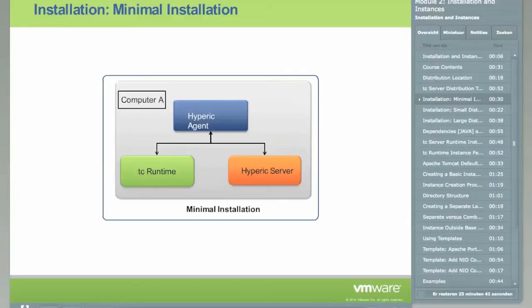There are three main installation scenarios: minimal installation scenario, small distributed installation, and large distributed installation. The minimal installation occurs when only a small installation of one instance takes place. In this case, all components are installed on one physical machine. We will now talk about a scenario that is more realistic than the small installation scenario.